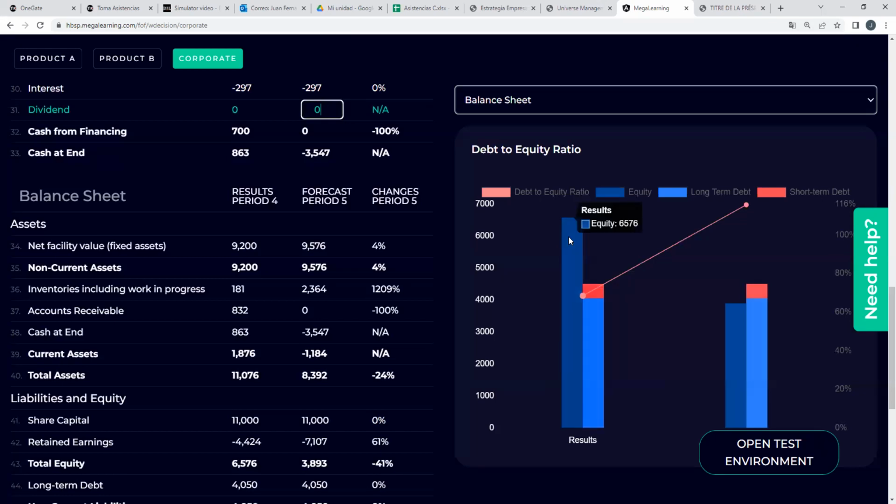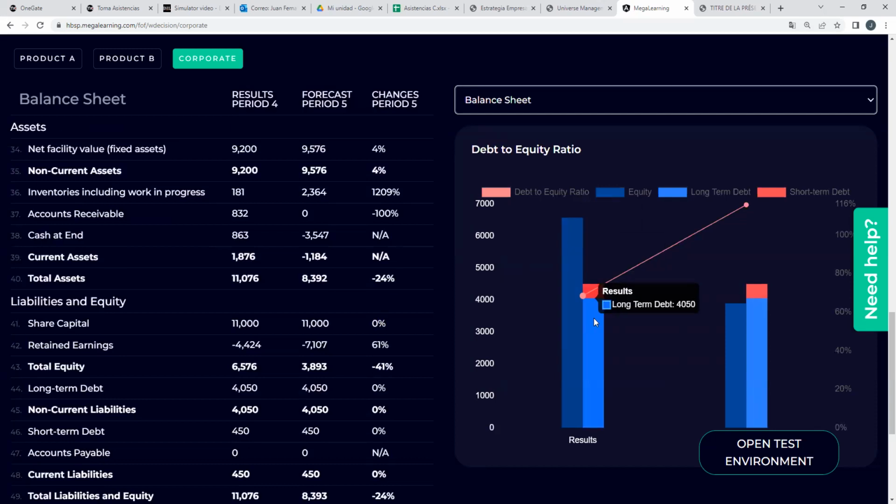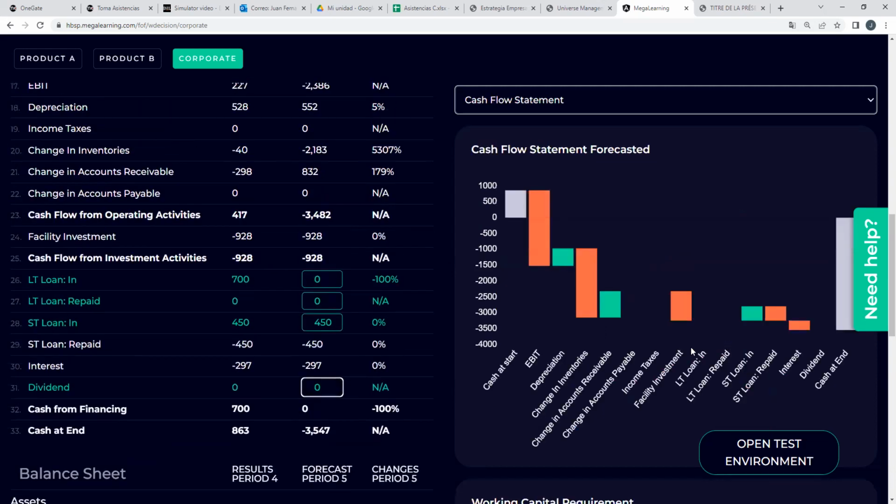Here you have the equity, and here you have the long-term debt plus the short-term debt. So in the actual result, you are receiving the company with a debt to equity of 68%. And here, this is the forecast. Here is reality, and this is according to the decision that you are making, how it is probably going to be. For example, look at here.